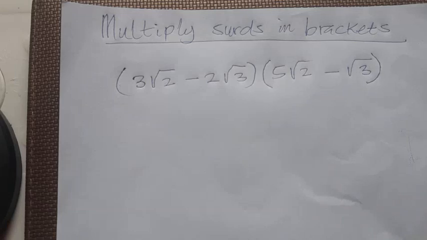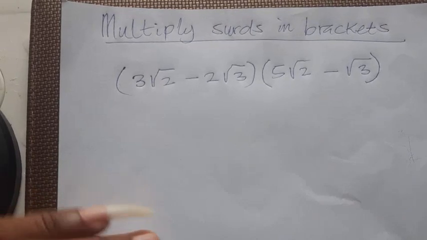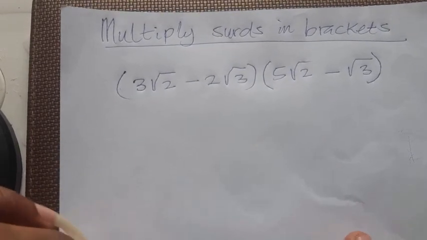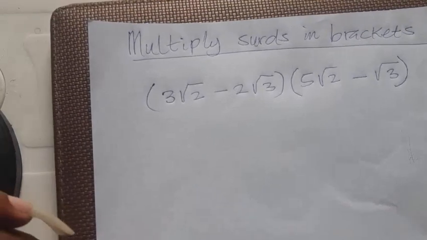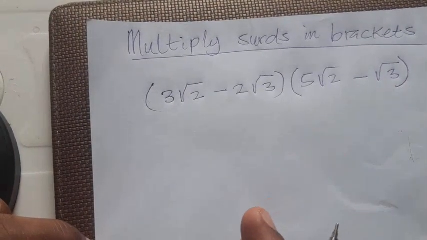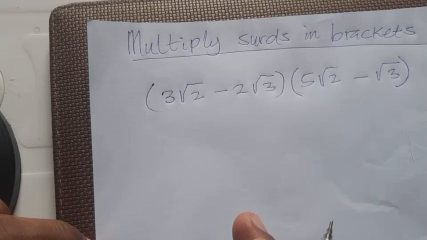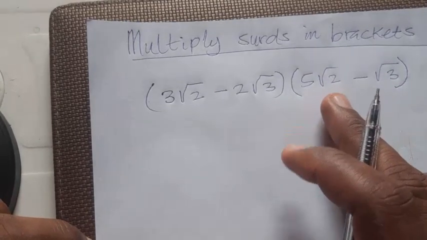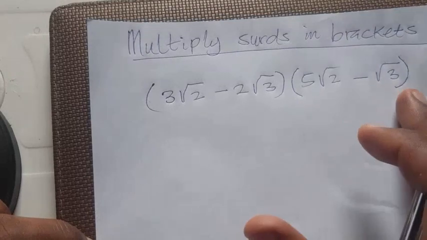All right, so today we are looking at how to multiply surds in brackets, and it is very, very easy. Okay, let's take this as an example. Here we have in one bracket a binomial surd 3 root 2 minus 2 root 3. And in the second bracket we have 5 root 2 minus root 3.